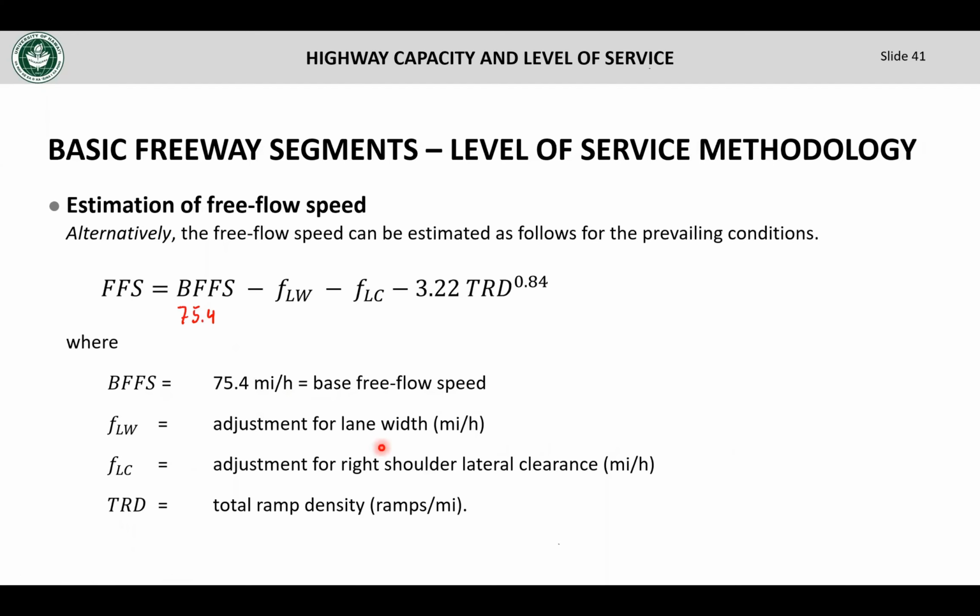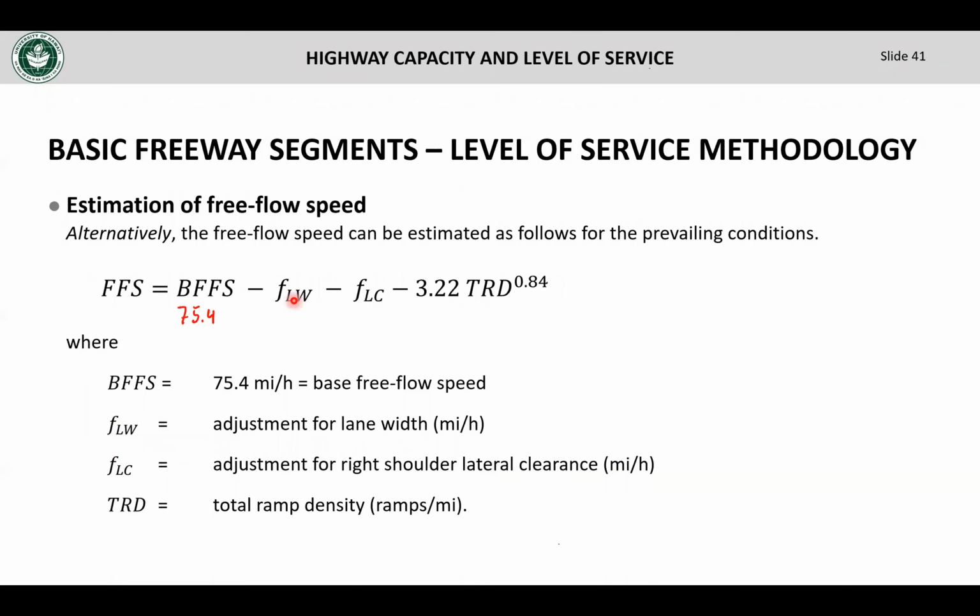The adjustment for the lane width, another adjustment for the right shoulder lateral clearance, and I think now they call it FRLC, right lateral clearance. And then we're going to adjust for the total ramp density. So we're going to look at the factors for these two, and then this is just part of the equation. We're going to see how we compute that total ramp density. So let's look at that very quickly. The adjustment factors, these two, you simply find them in a table.